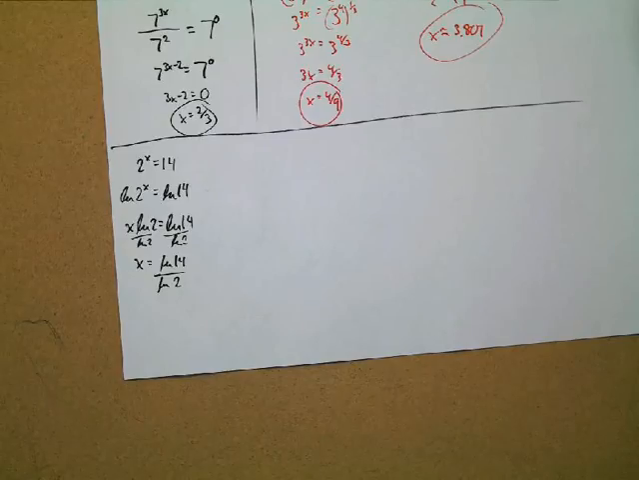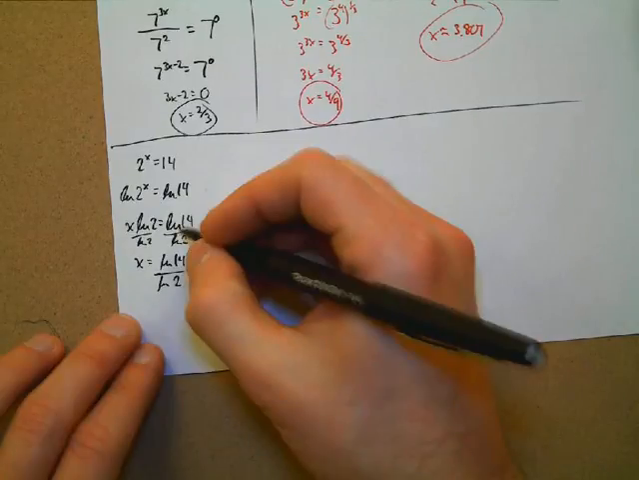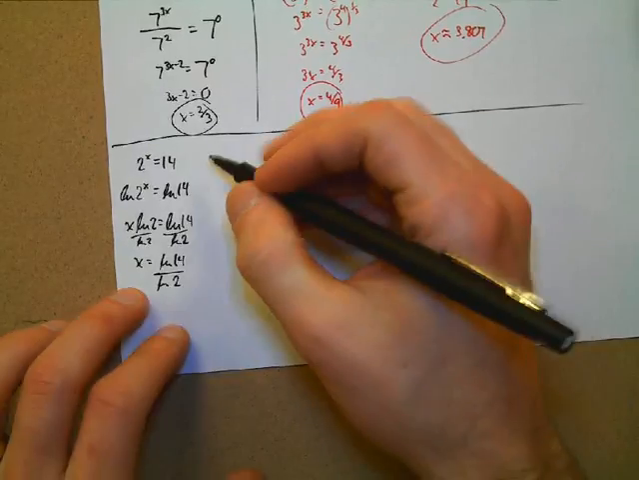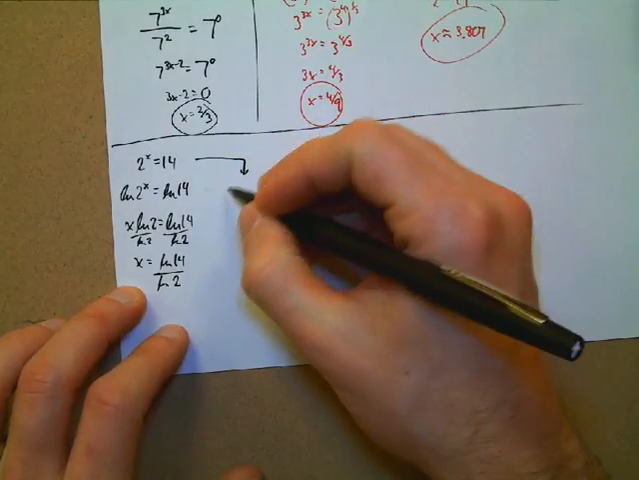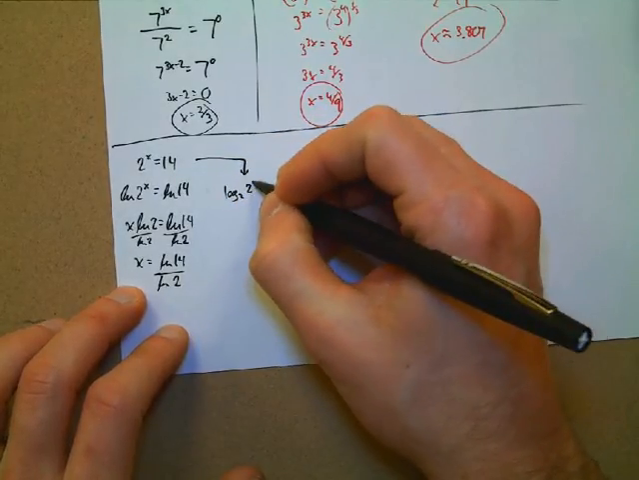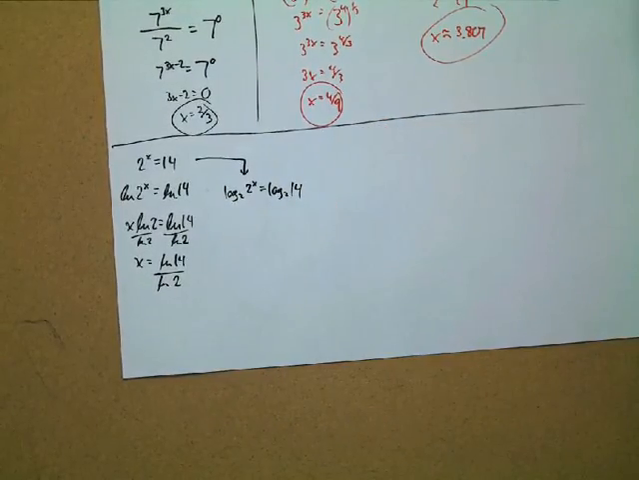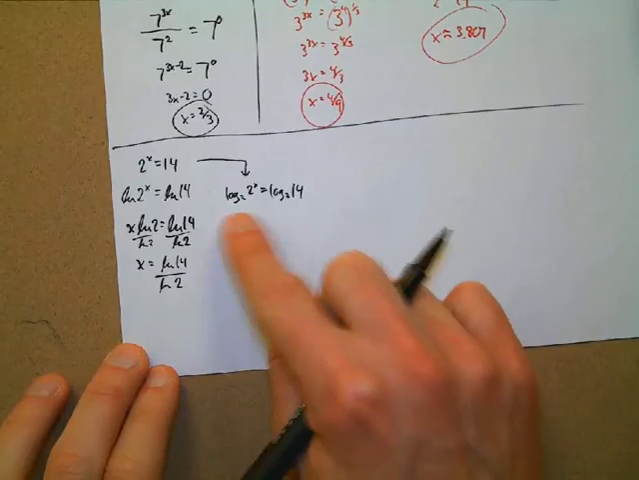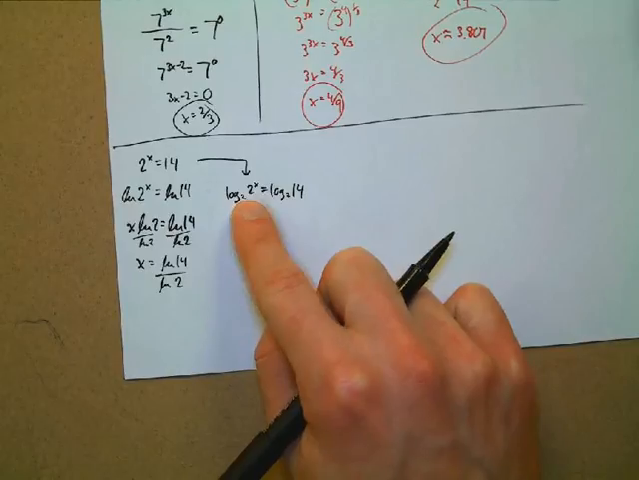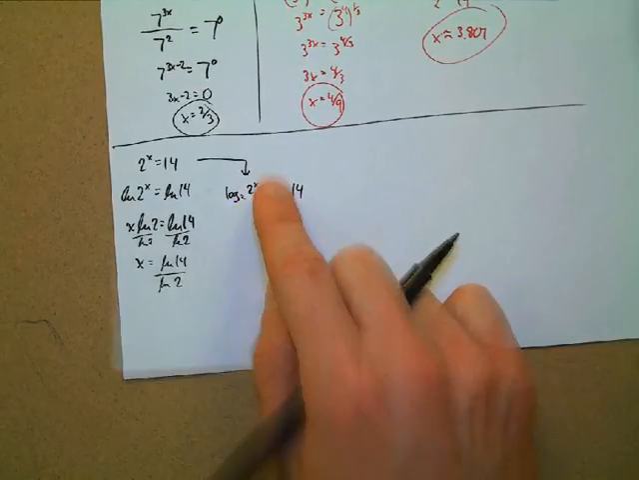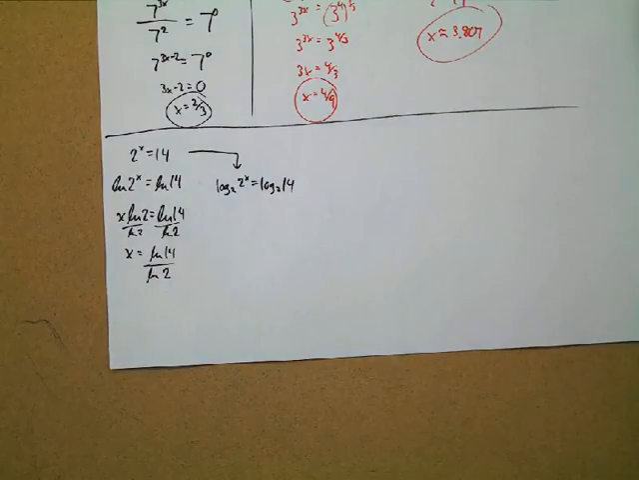What if we use log base 2? Well, let me just show you. Log base 2 of 2 to the x equals log base 2 of 14. Log base 2 of 2 to the x, what is this asking? It's saying 2 to what power gives us 2 to the x? So what does that simplify to be? Just x, right? It's got to be x. So that cancels it all out to just x, and then we have equals log base 2 of 14.